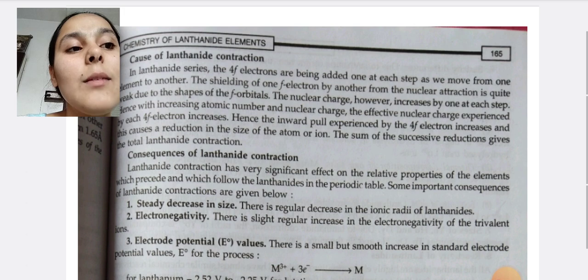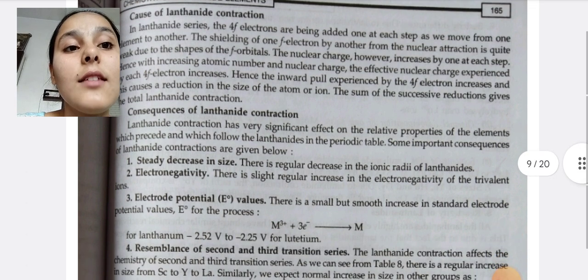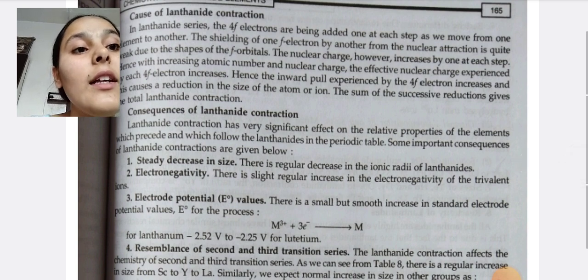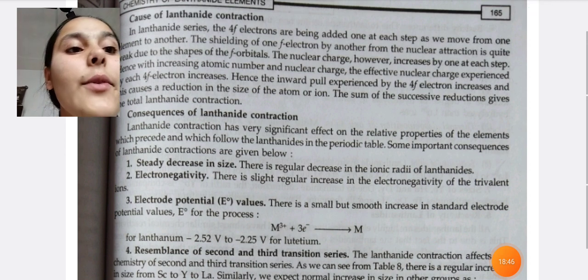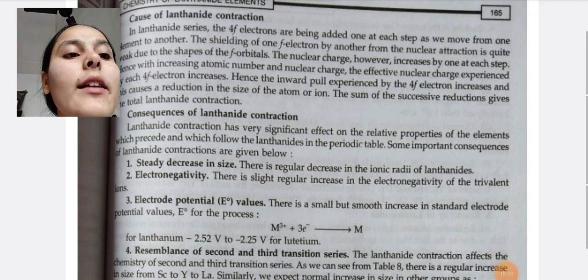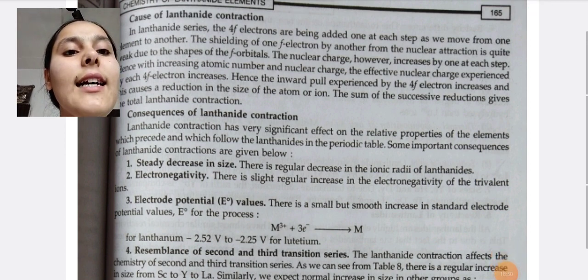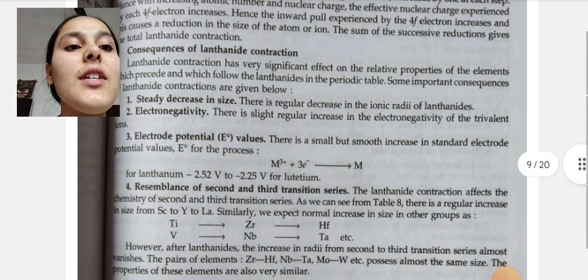Some important consequences of lanthanide contraction. Steady decrease in size. There is a regular decrease in the ionic radii of lanthanides. Next is electronegativity. There is a slight regular increase in the electronegativity of the trivalent ions. Electrode potential values. There is a small but smooth increase in standard electrode potential values.